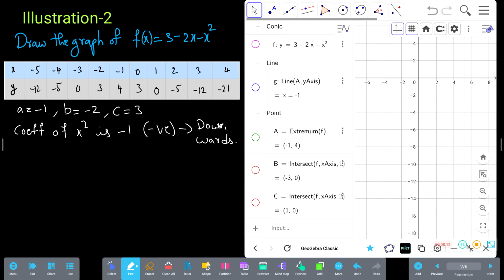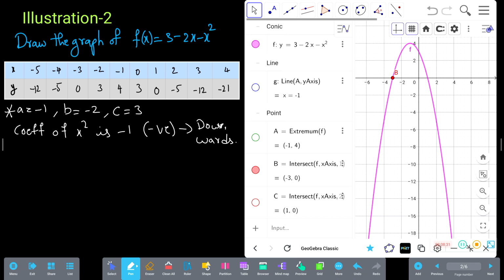It is open downwards. Okay. So if we draw the parabola, we can see here it is in pink color. It is open downwards. Okay. This is the first point.